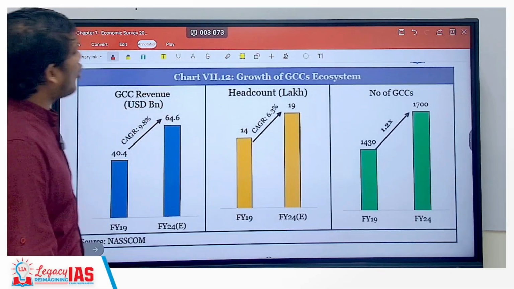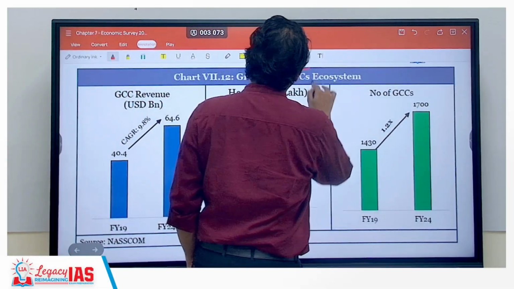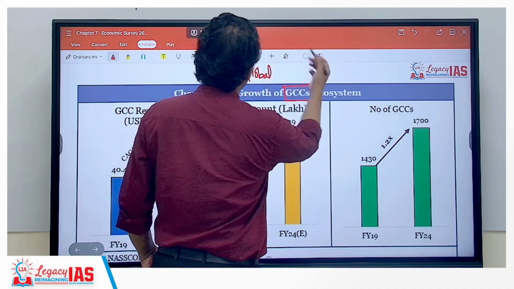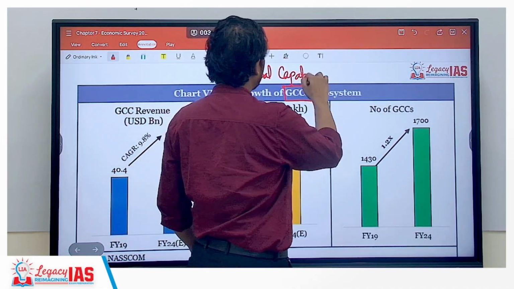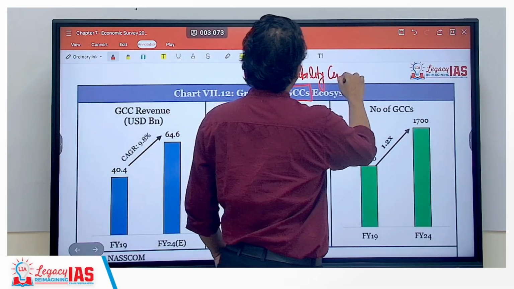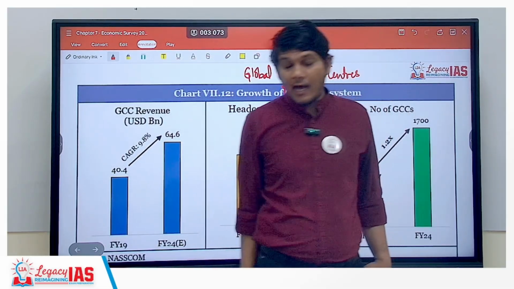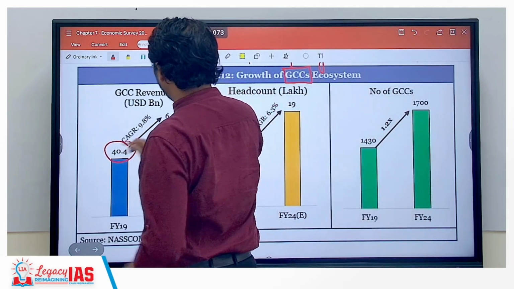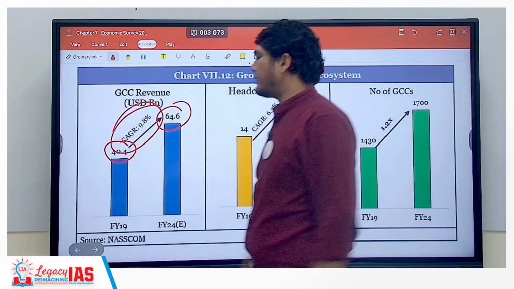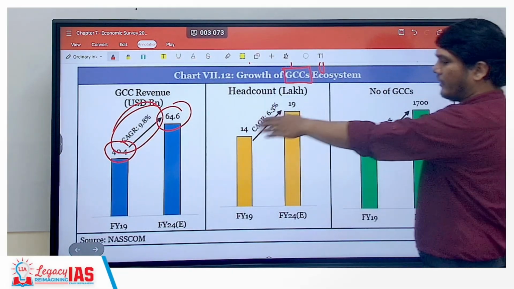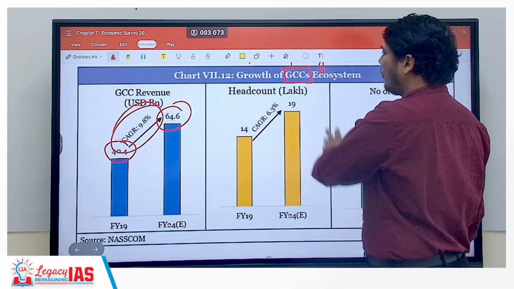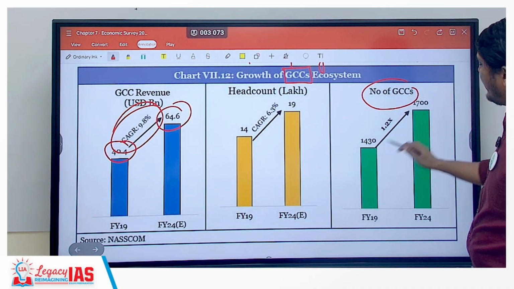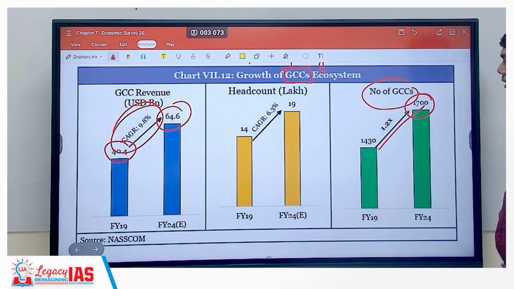Next is the growth of GCCs. What is GCCs? These are your global capability centers. Global capability centers, the higher they are, the better it will be. So the amount of revenue that is coming has increased by almost 10% compound annual growth rate in this financial year 19 to financial year 24. The number of GCCs have increased from 1.43 to 1.70, right?